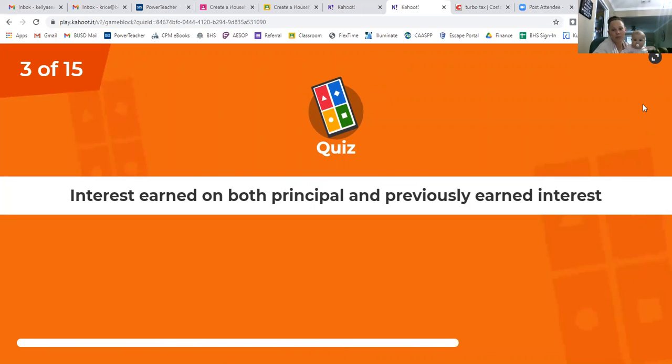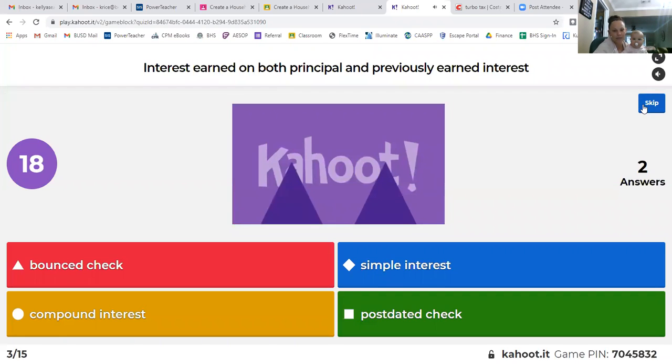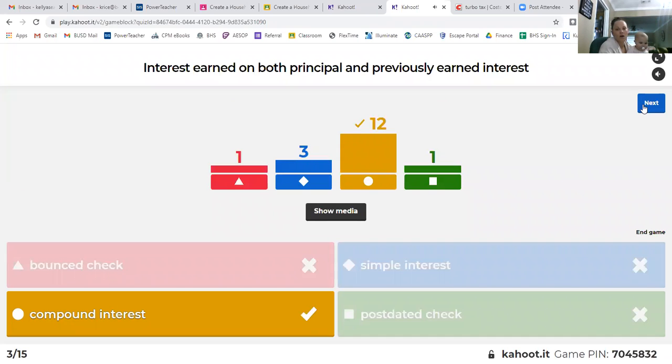Interest earned on both principal and previously earned interest. Is that a bounce check, simple interest, compound interest, or a post-dated check? So that is compound interest. A bounce check is when you write a check and you don't have enough money to cover it. Simple interest is only on principal, not previously earned interest. And a post-dated check is one where you write a date in the future.